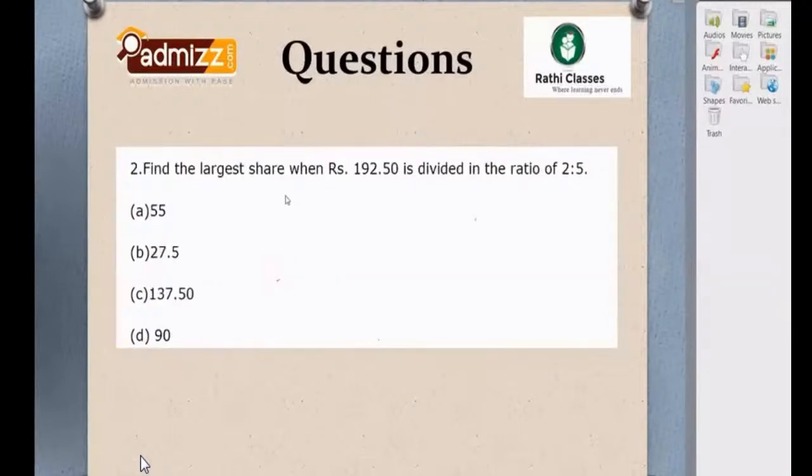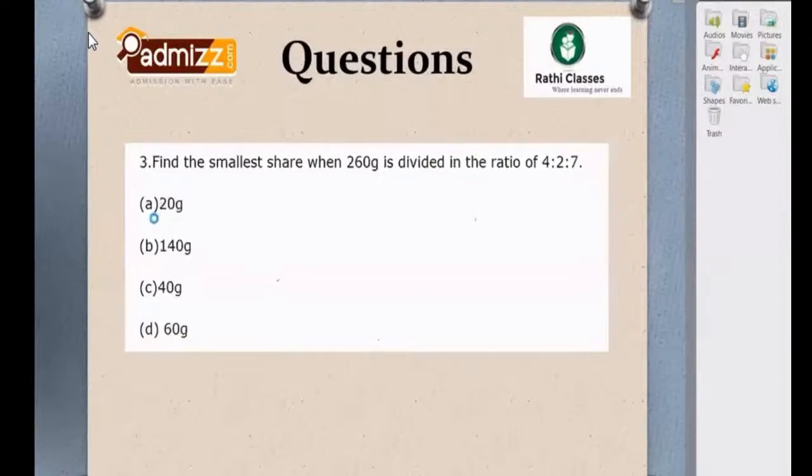Find the largest share when 192.50 is divided in the ratio of 2:5. The largest share should be a multiple of 5, as all the options are multiple of 5. That is a big point. That means you need to solve throughout. So we will solve 192.50 divided by the total, which is 7 into 5. Now, can this number be divided by 7? Just check. 7 into 14 is 14, you will be left with 52. 7 into 7 is 49. You will be left with 3.5. So it will give you the value in decimal. Decimal means either the option would be B or C. As this is the largest share, the answer would be 137.5. Moving on to the next question.